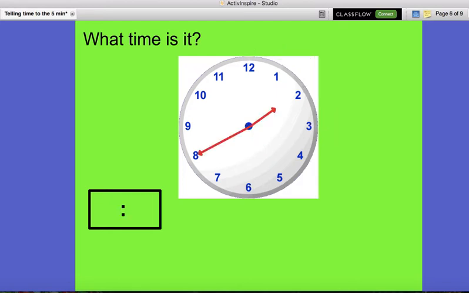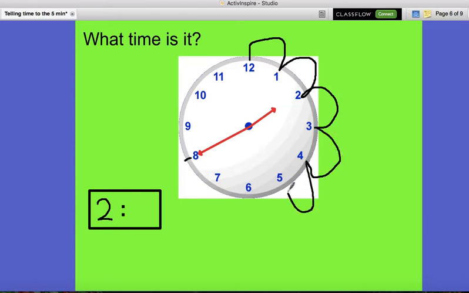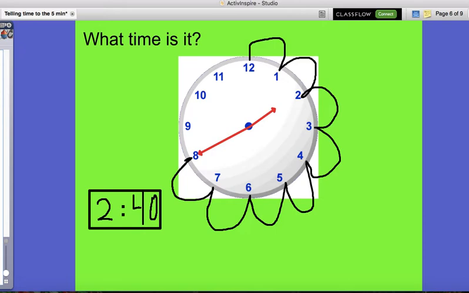Let's try this one. What's our hour hand at? Remember, the hour hand is the small hand. It's at 2 o'clock. 2, right here, 2. Now I want to count till I stop at 8 for my minutes, so I'm going to start at 12. 5, 10, 15, 20, 25, 30, 35, 40. What time is it? 2:40. It's 2:40.